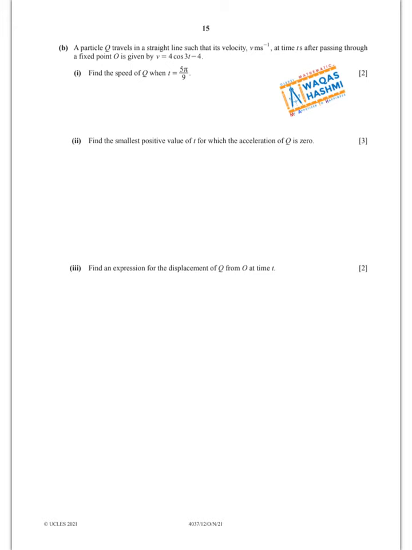Part B. A particle Q travels in a straight line such that its velocity at time t seconds after passing through a fixed point is given by this. Find the speed of Q when t is equal to 5 pi over 9. Now keep in mind that it talks about speed, right? So you need to place the value of t in your given equation. So velocity is equal to 4 cos 3t, t is 5 pi over 9, minus 4. Simplify it and you will get the value of velocity here. So the velocity is minus 2, but since we are looking for speed, speed means that it is independent of direction. That will be 2 meters per second, right?